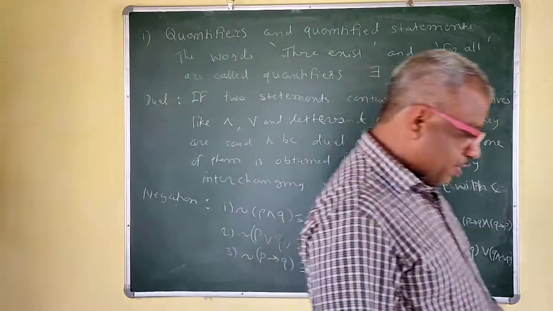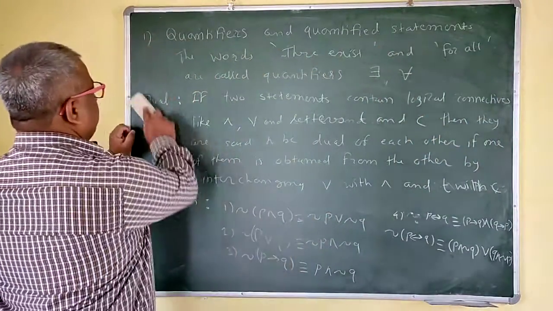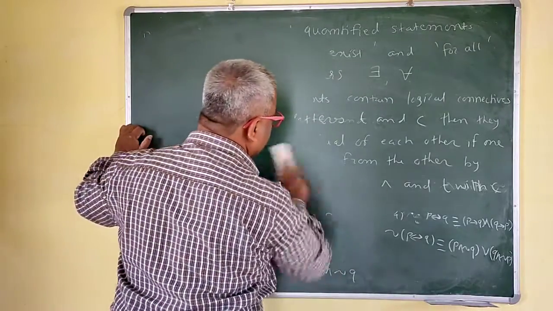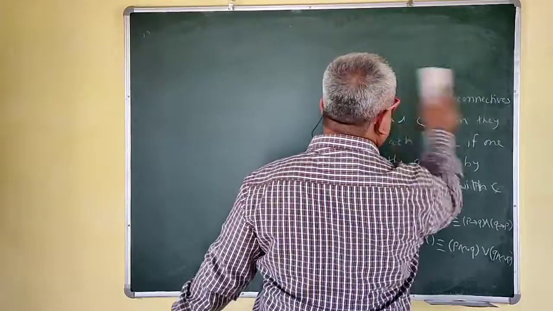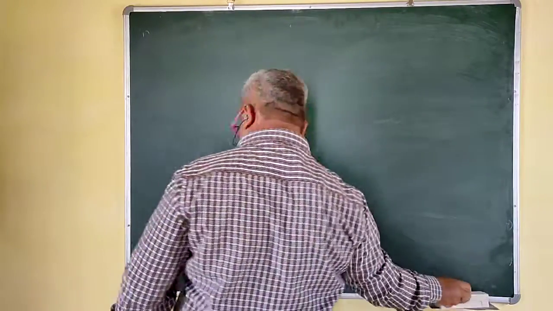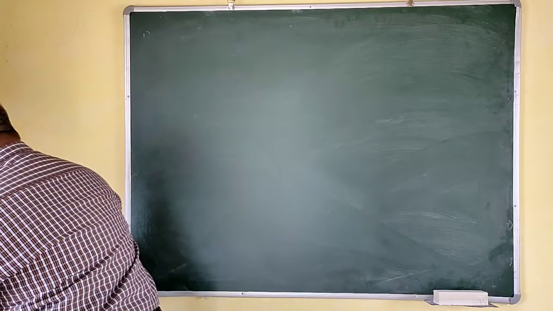Note that these are statements. We only need the truth value of the statement. If any sentence contains a quantifier like this, then it is always a statement. So I only have to check whether that statement is true or false. We'll take some examples so that the idea will be clear to you.